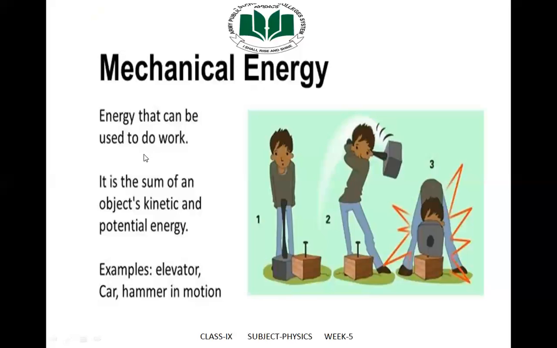Mechanical energy is energy that can be used to do work. It is the sum of an object's kinetic and potential energy. Examples: elevator, cars, hammer in motion. The energy possessed by a body due to both its motion or position is called mechanical energy. Water running down a stream, wind, a moving car, a lifted hammer, a stretched bow, or a compressed spring is an example of mechanical energy.